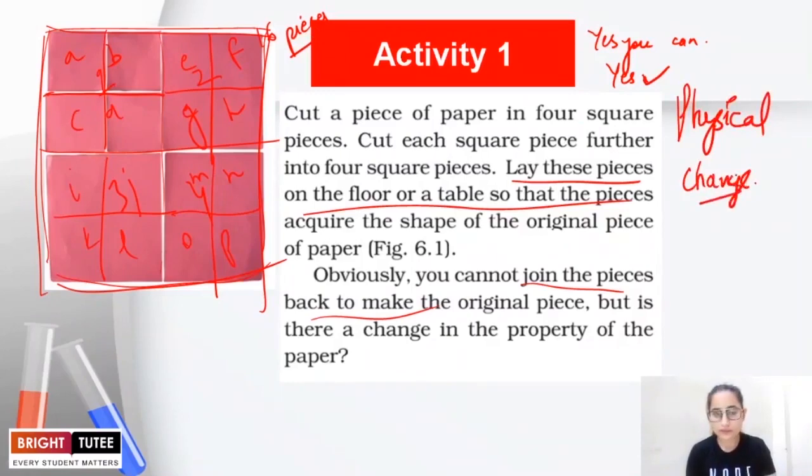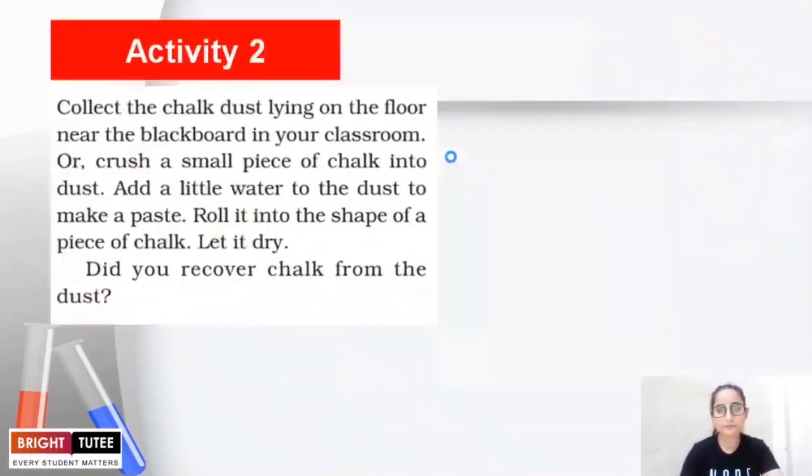Is any new product formed? No. You have obtained paper by cutting paper. There is nothing new formed, right? You haven't obtained anything else like water or a gas. No, nothing. You cut the paper and you obtained pieces of paper. There is nothing new formed. So this is a physical change, right?